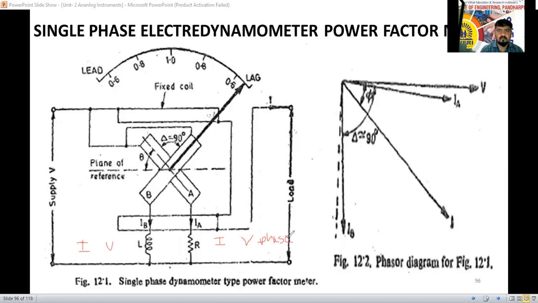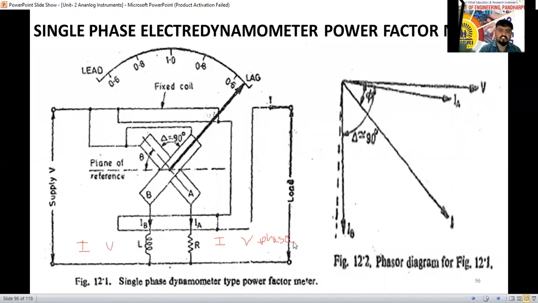Is it audible? Hello, is it audible? Yes, sir. Is it audible? Yes, sir. Okay, the screen is visible?